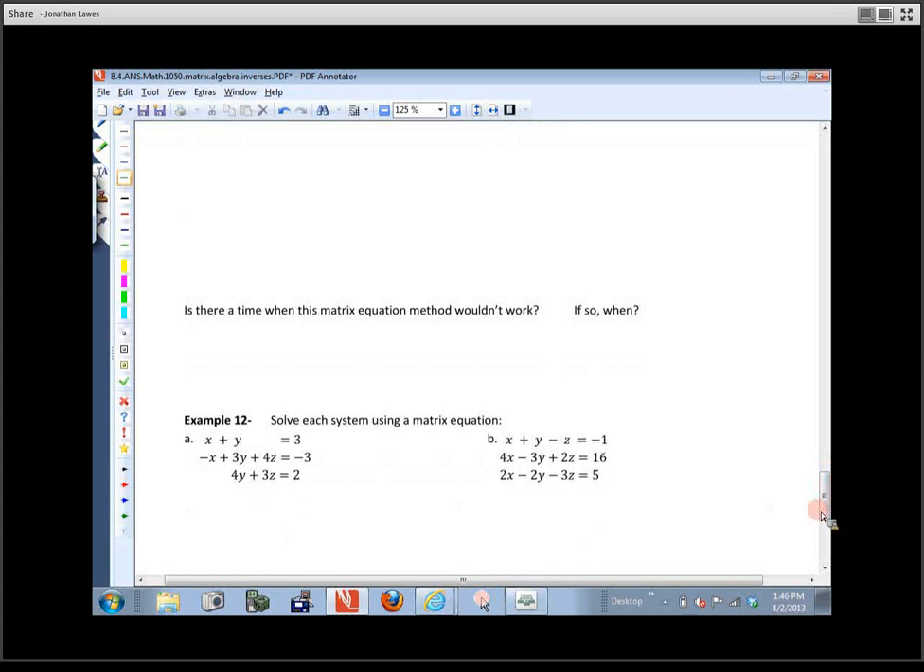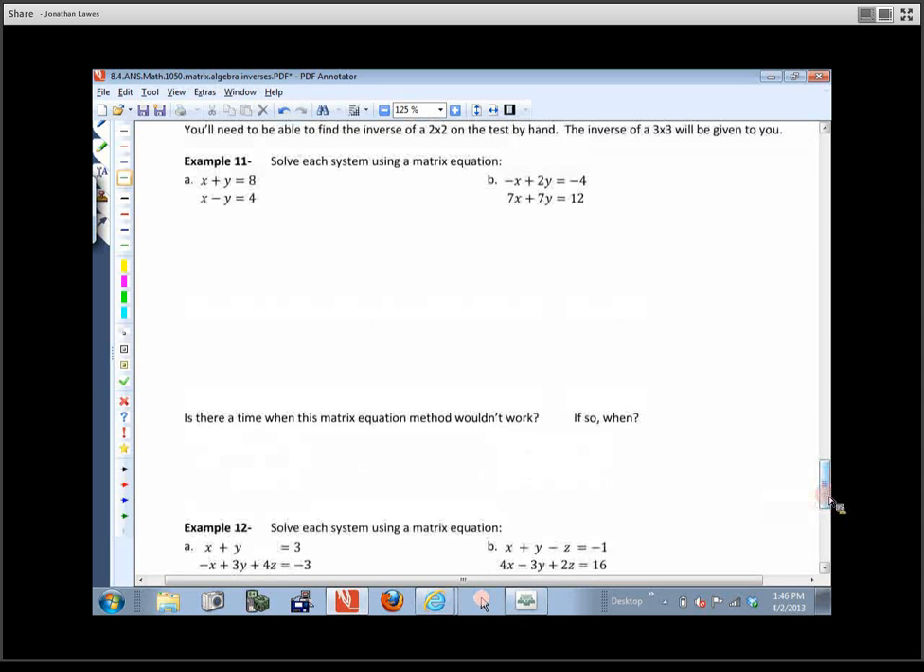So now we're going to solve a couple systems of equations. Okay? All right. So the first thing we want to do is find a matrix equation for this. So remember what you do. You write down the coefficient matrix. So that's going to be a 1, a 1, a 1, and a negative 1. You write down a variable matrix. So we write down x and y. And over here I write down 8 and 4 for the answer column.